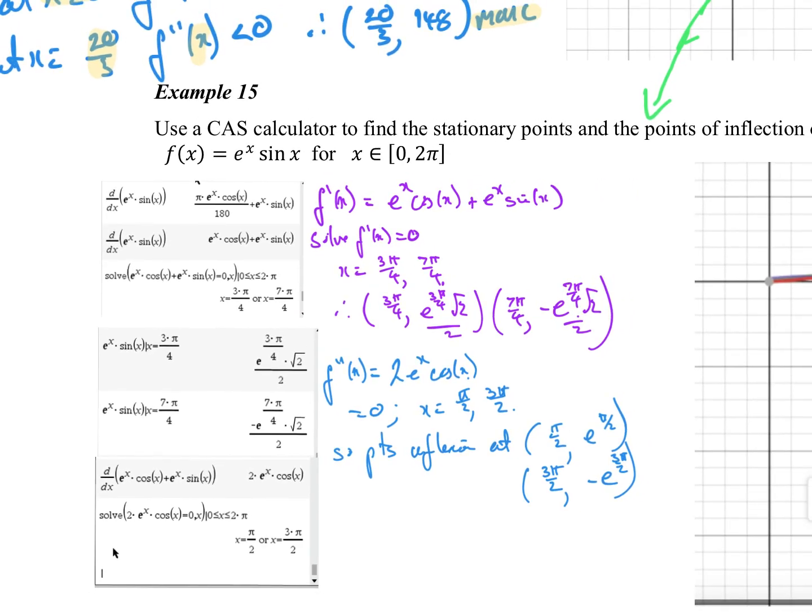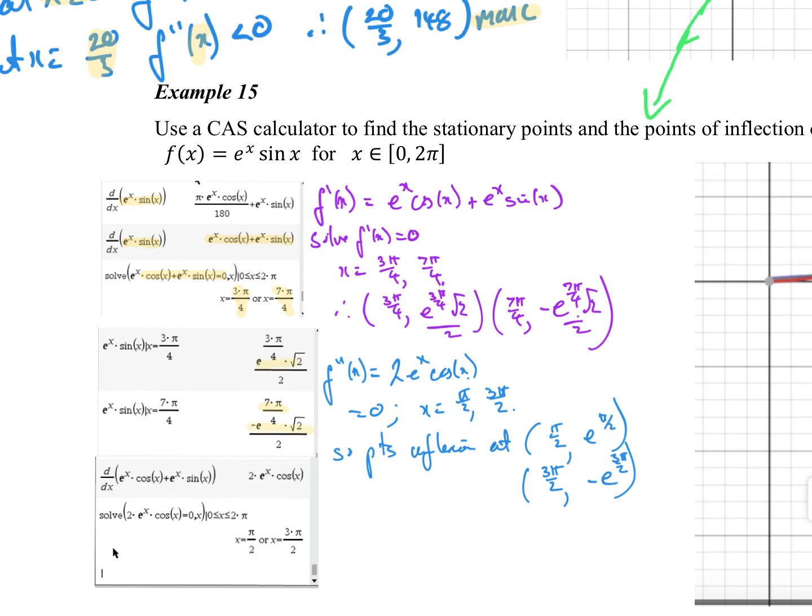The function was e to the x sine x, so what have we done? Derivative of e to the x sine x, oh, we don't want to use that one first, because obviously my calculator was in degrees, not radians. Derivative of e to the x sine x is e to the x cos x plus e to the x sine x. Solve that equal to 0. I get x equal to 3 pi on 4 or 7 pi on 4. Substitute those values in. There's my stationary points.